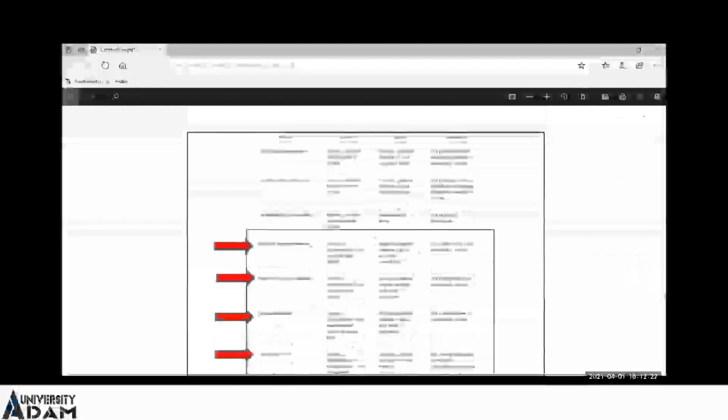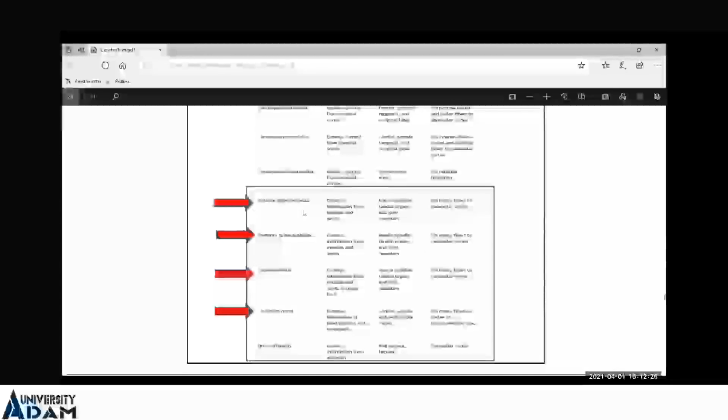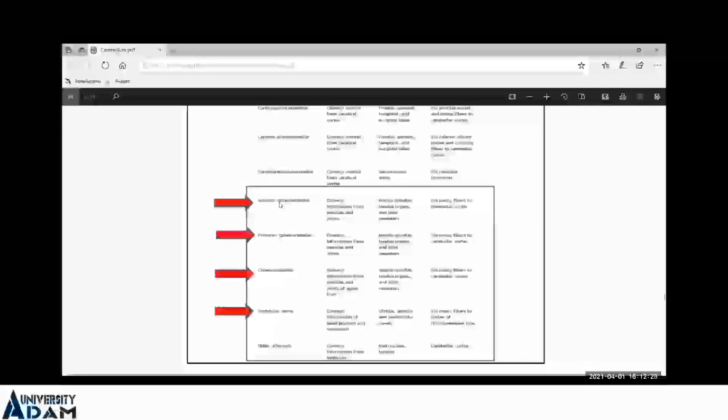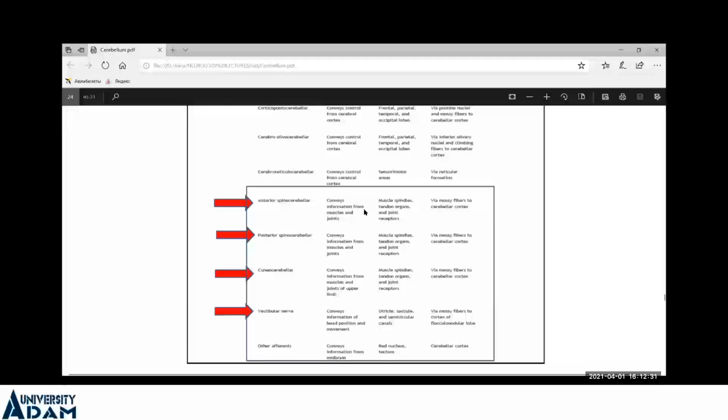You can see anterior spinocerebellar, which starts in the spinal cord and goes to the cerebellum, conveys information from muscles and joints, okay? Posterior spinocerebellar tract conveys information from muscles and joints. Also, cuneocerebellar tract conveys information from muscles and joints of the upper limb, and the vestibular nerve conveys information of head position and the movements. So with help of the mossy fibers, okay?